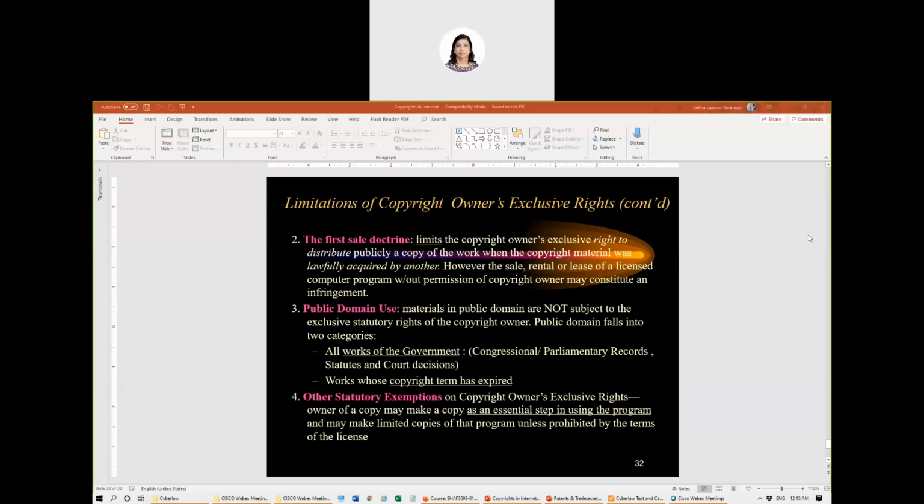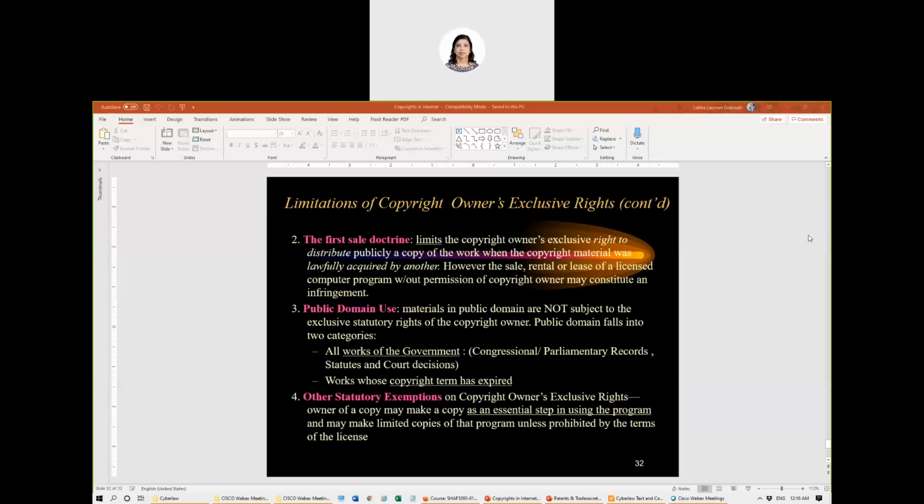The other is when the copyright term has expired. So you remember a life plus 50 years. So after life plus 50 years, the copyright work goes into public domain and therefore is no more eligible for copyright protection.